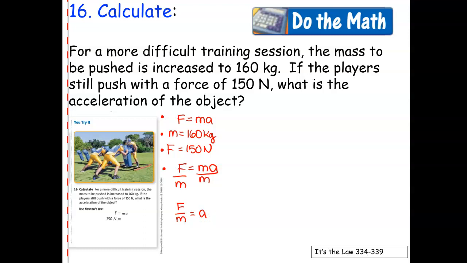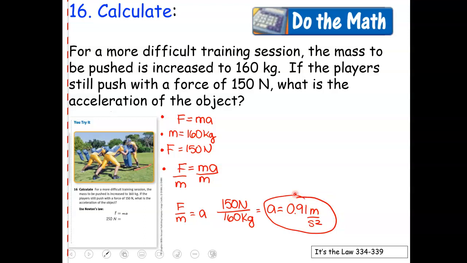And then we plug in what we know, and so we have 150 newtons divided by 160 kilograms, and that's going to give us that acceleration equals 0.91 meters per second squared. And we give it a circle.